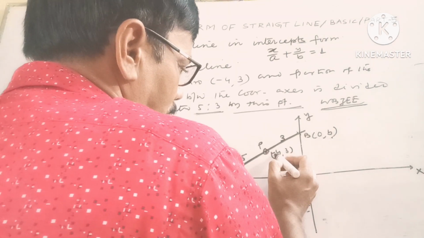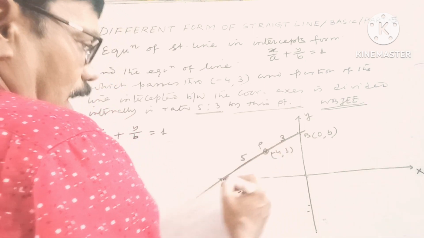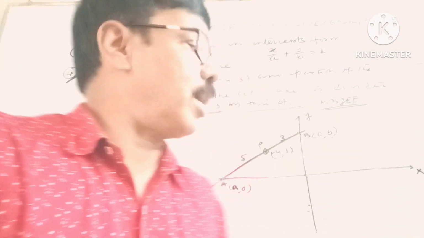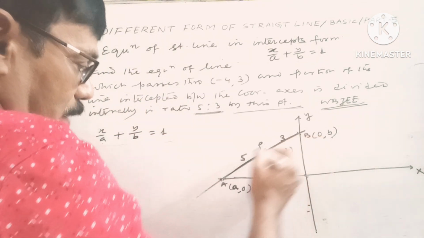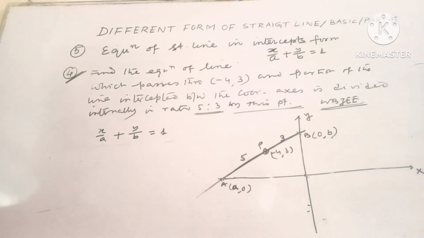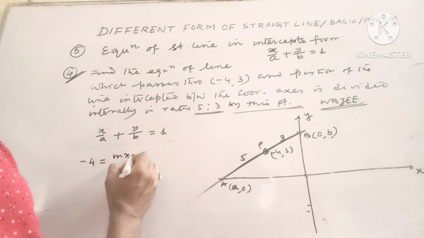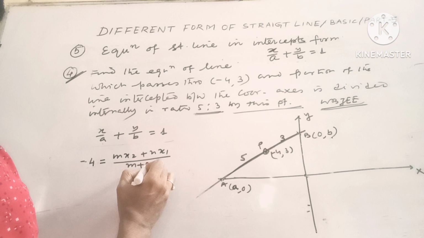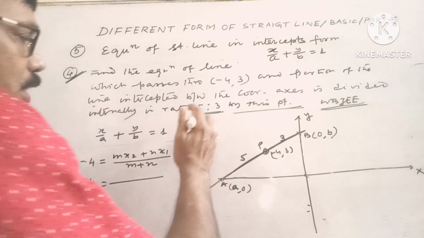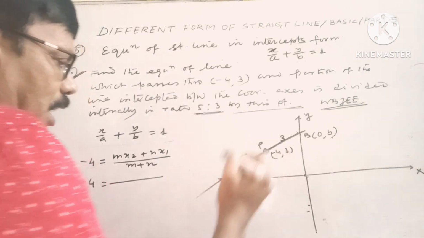Now this line passes through (-4, 3), and also it is given that this point divides the line segment between the coordinate axes in the ratio 5:3. So -4 equals (m a plus n 0) by (m plus n). The ratio is 5:3. If it is not given, we always take the distance from the x-axis as the first ratio. That is why we are taking m equals 5.